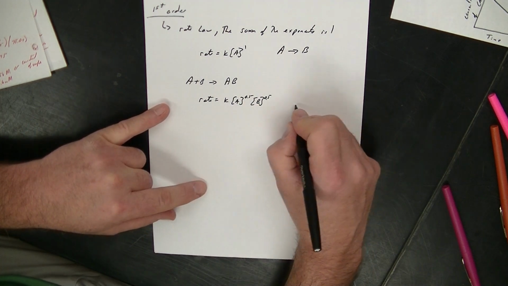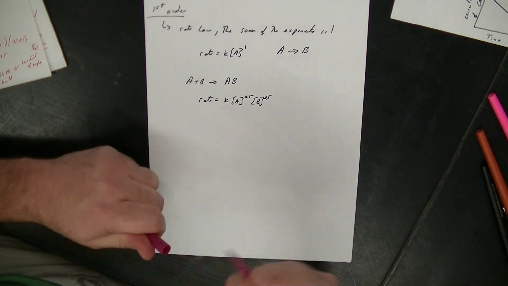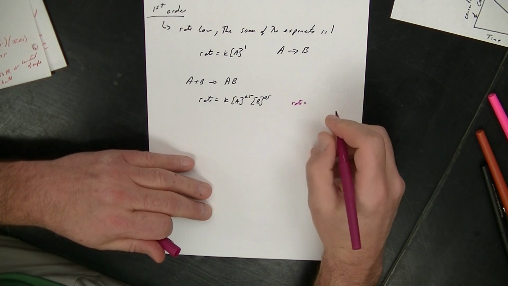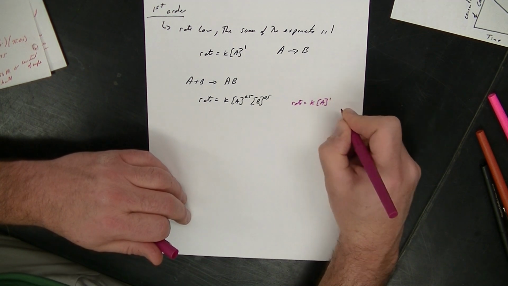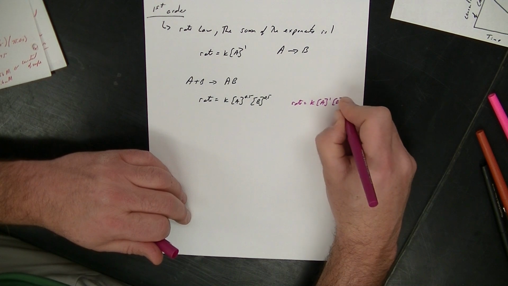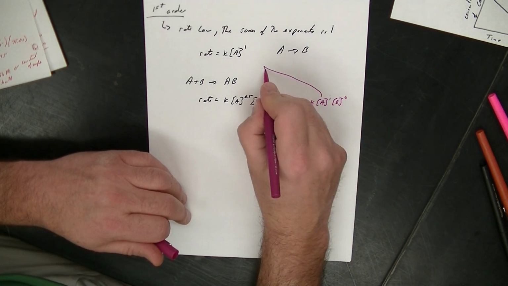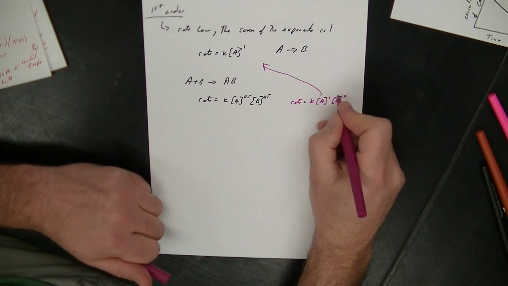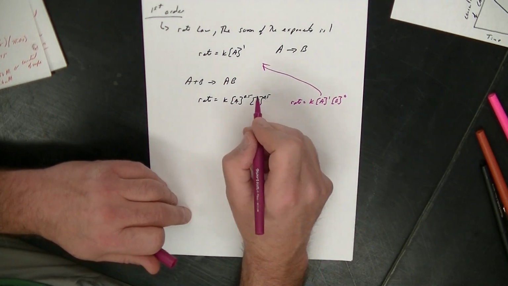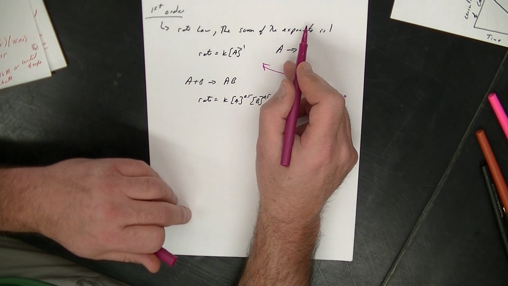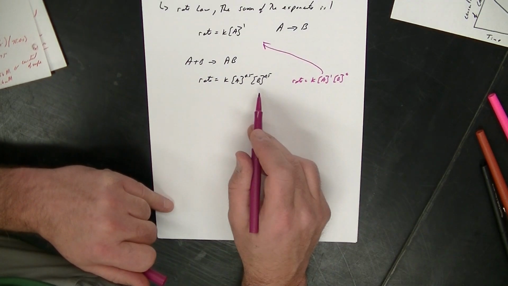Okay, so this is one possibility. Another possibility would be our rate is equal to k times A to the first, B to the 0. But again, that's really that guy up there, because this is really 1. This concentration doesn't change. So these are some ways that we can get first order reactions. Now, this is our differential rate laws.